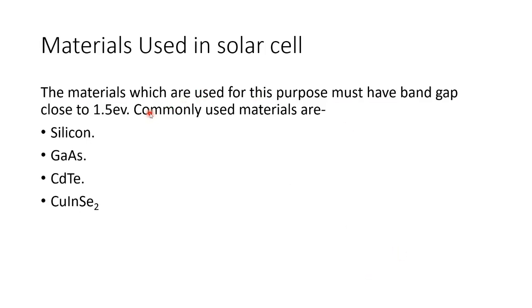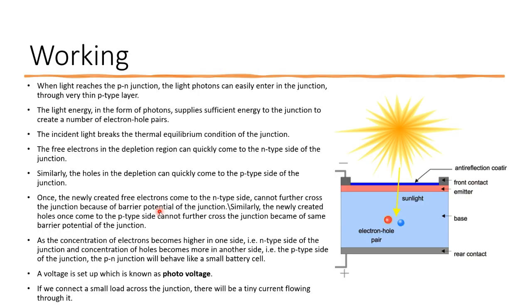Material used in solar cell: the materials used should have a band gap of 1.5 electron volts, as they are semiconductors with a gap which can be used in a diode. Silicon and gallium arsenide, among others, can be used as materials for a solar cell.